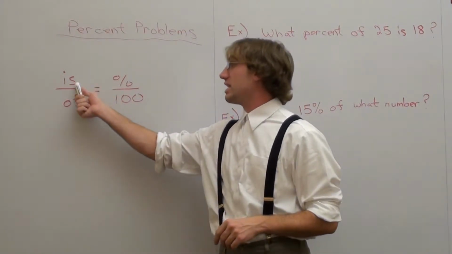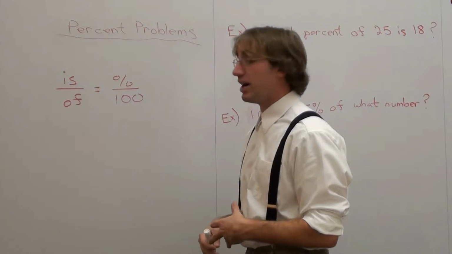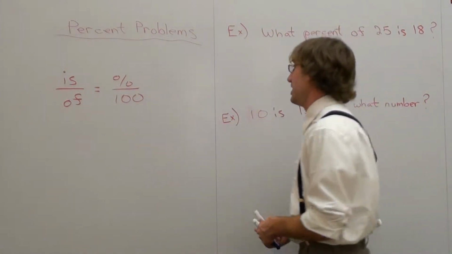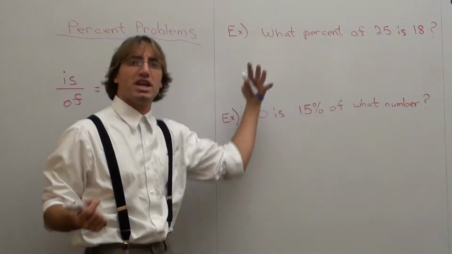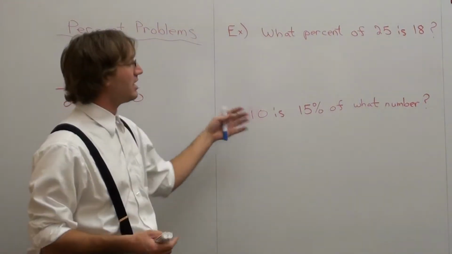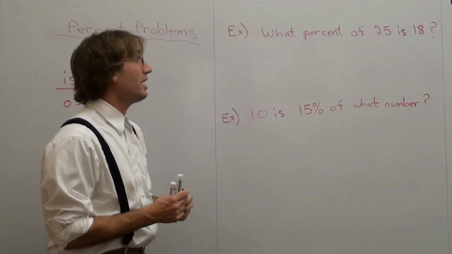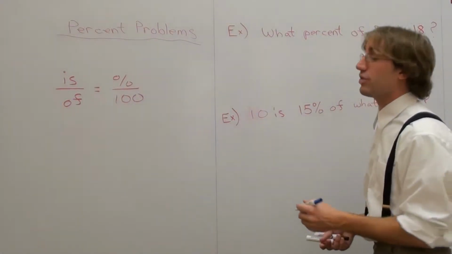And that formula is is over of equals percent over 100. You use that formula when you're solving percent problems. What I mean by that is, we've got two examples here: what percent of 25 is 18, and 10 is 15% of what number? With that said, let's try to solve these using is over of equals percent over 100. It's pretty user-friendly, to say the least.